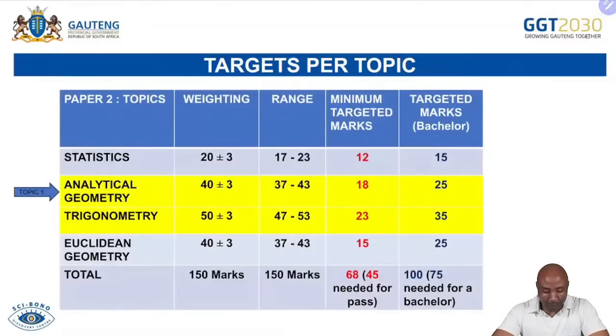Trigonometry, these are minimum marks. You should get all the marks. Trigonometry, our minimum target should be 23. For a bachelor pass, it should be 35 and above. Now, remember, whatever is your target, you get it per each question. Try to make sure that on each question, you get your minimum target percentage so that you are able to get the level that you want to get.